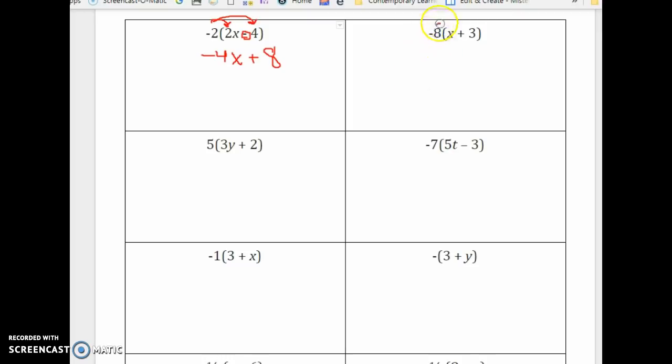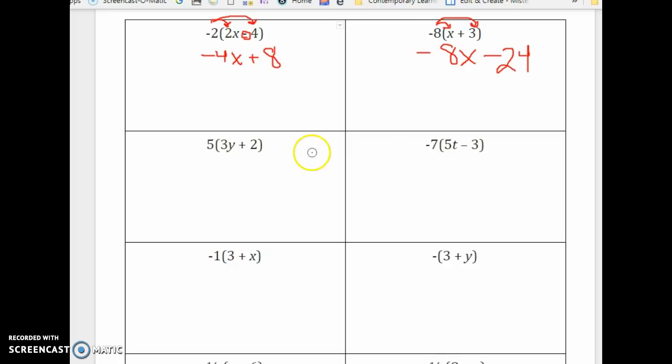Another way to do this is -8 times x, -8 times 3. I'm on the next problem. I hope that you followed me. So it's -8x. Now -8 times positive 3 is -24.